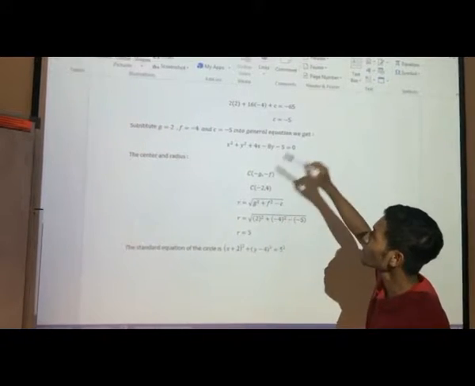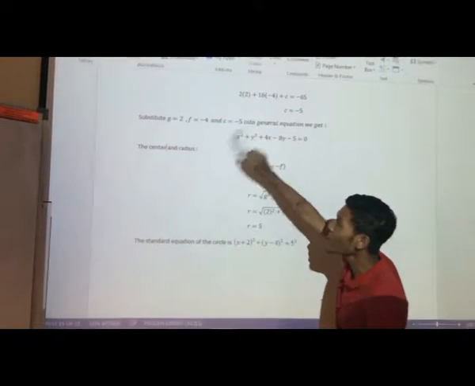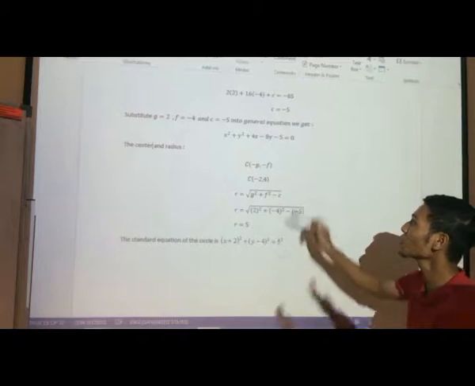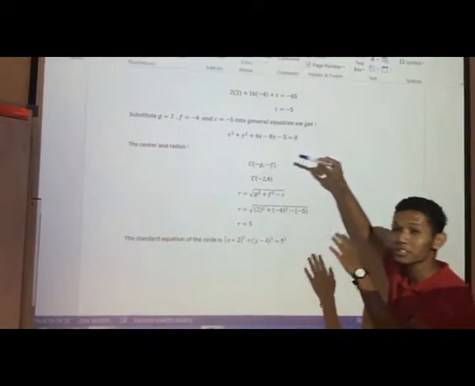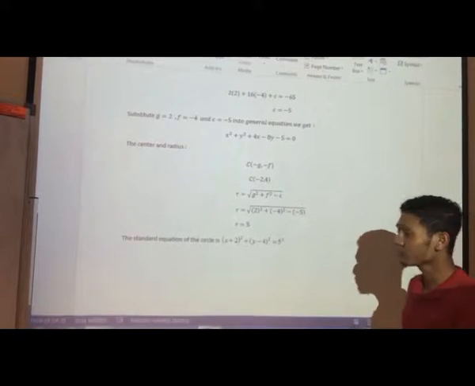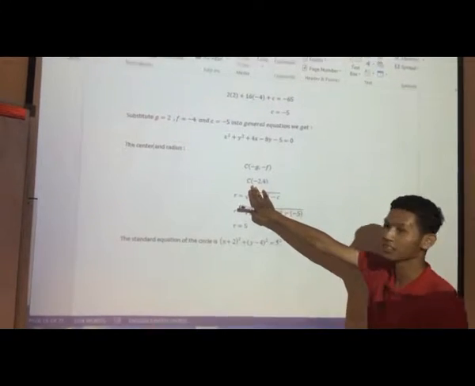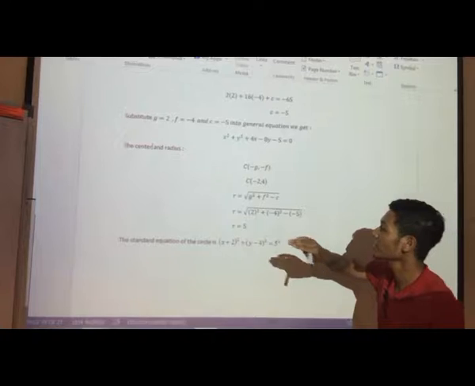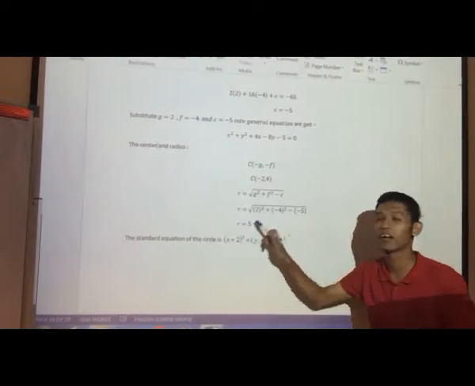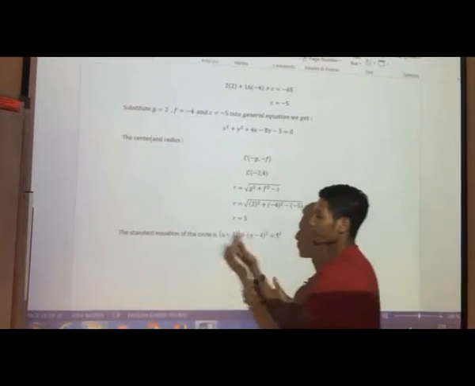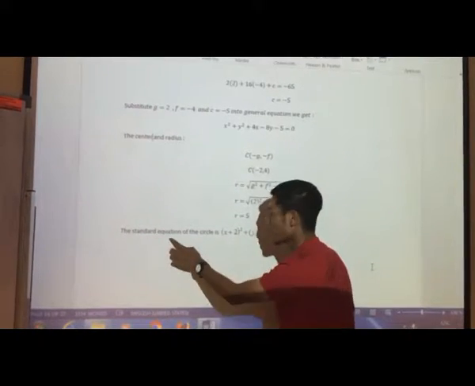Next, when we have the values of G, F, and C, we substitute into the general form and we get this equation. From the general equation, we can find the center and the radius of the circle. From the center and radius, we can put into the standard equation.